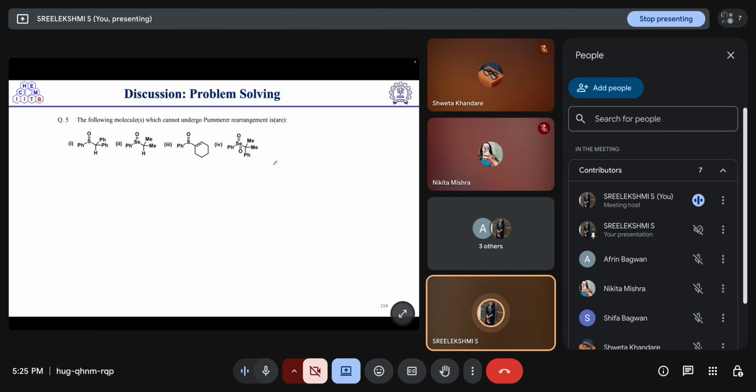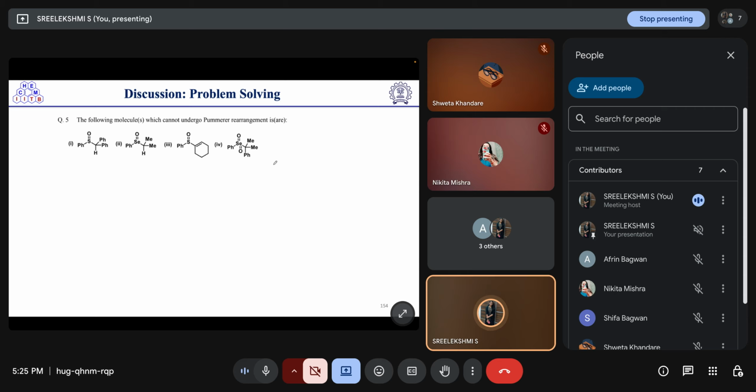The following molecule which cannot undergo Pummerer rearrangement is or are. So here are four compounds. We first have to know what Pummerer rearrangement is. It is one of the side reactions which can happen in Swern oxidation if we have not maintained the temperature properly. As I told earlier, the temperature should be in the range of minus 78 degrees Celsius to minus 60 degrees Celsius for the Swern oxidation to take place smoothly. If we do not maintain that temperature, this side reaction can happen.